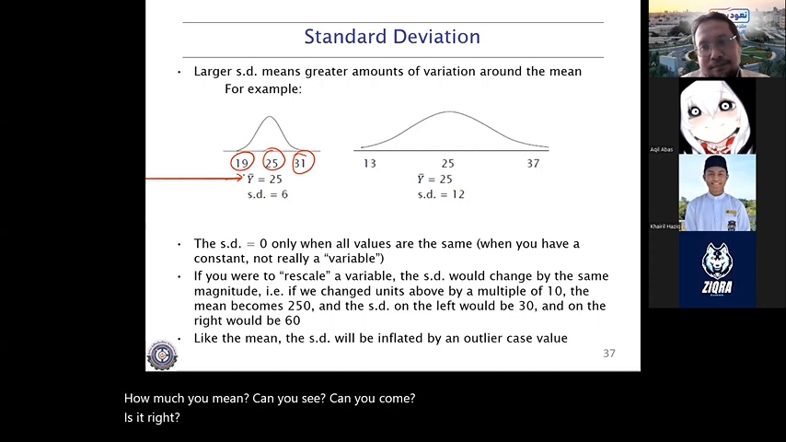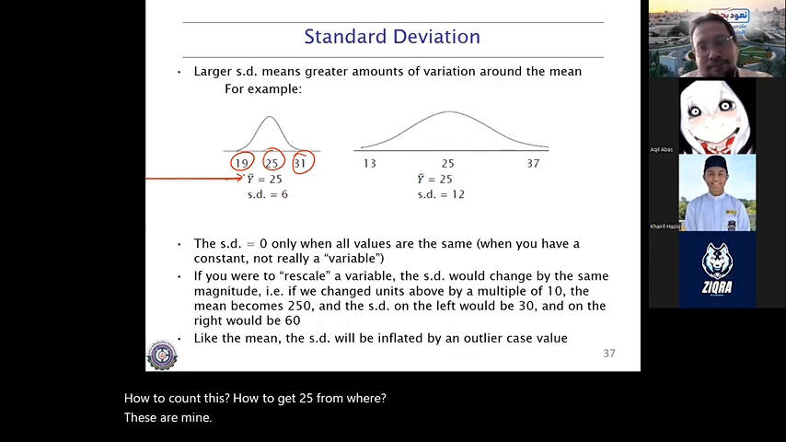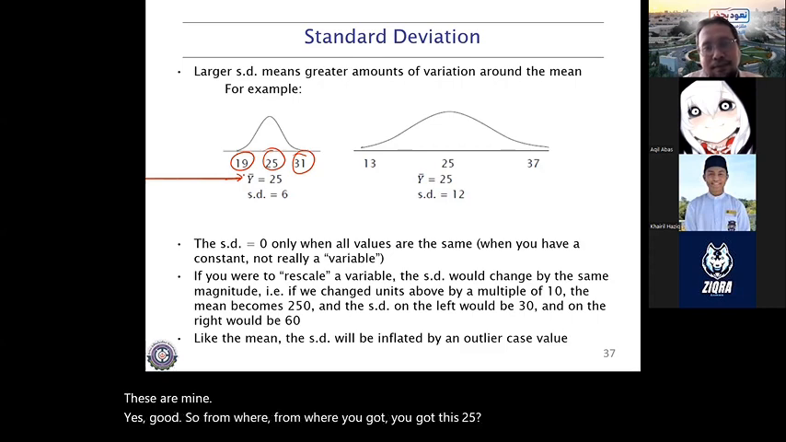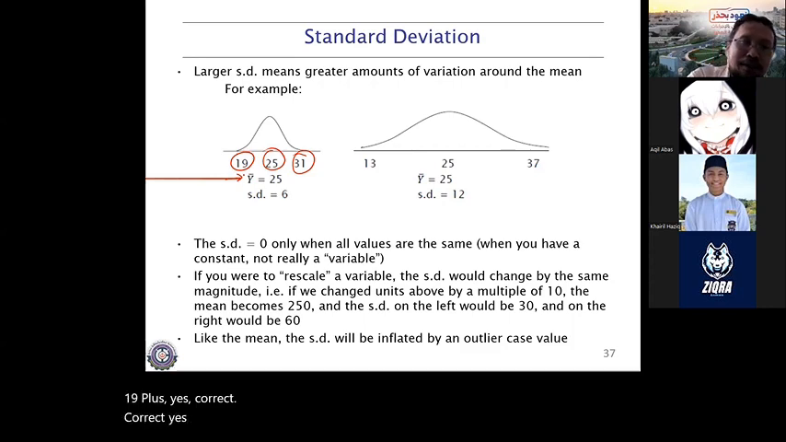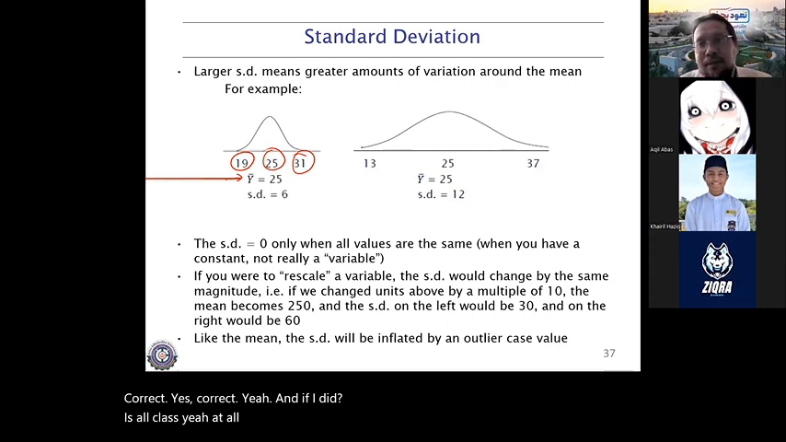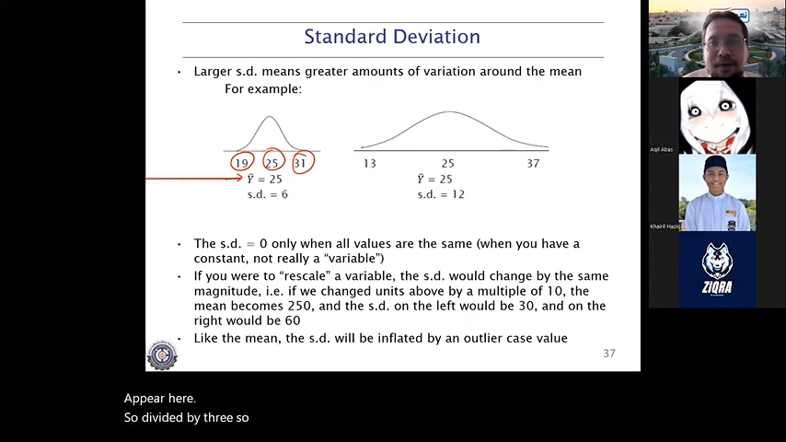How to get 25? From where? This is the mean, it's 25. You add all three numbers, then divide by 3. Add all these numbers and divide by how many numbers appear here. So divided by 3, you get 25.